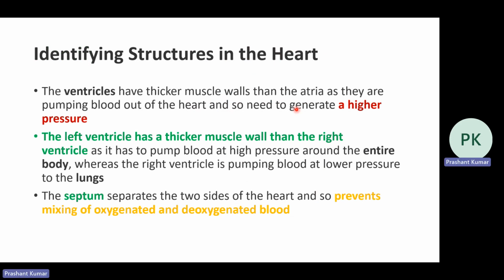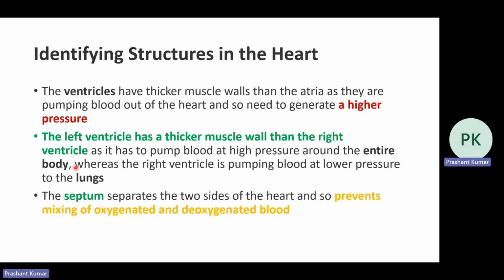Identifying the structures in the heart. The ventricles have thicker muscle walls than the atria, as they pump blood out of the heart, so they need to generate more pressure. Obviously, when you have to send something quite far, you have to generate more pressure in the muscle so that blood moves faster. So the left ventricle has a thicker muscle wall than the right one, as it has to pump blood at high pressure around the entire body. So think about it, it's not an easy task.